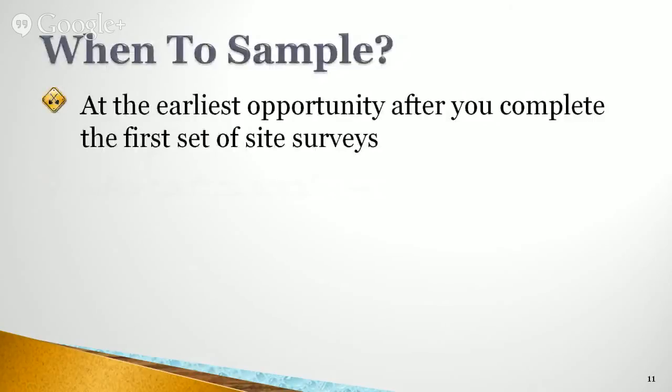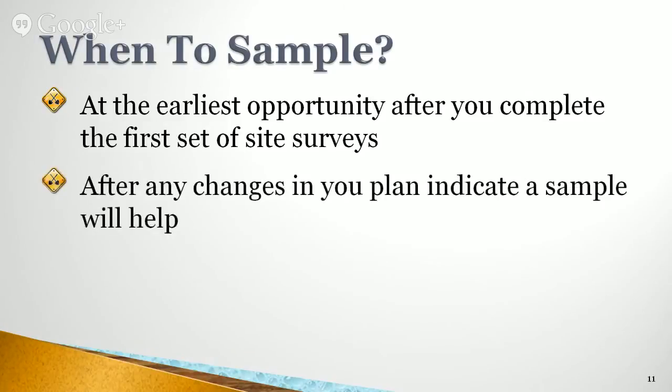Okay? And when you sample, you want to make sure you sample at the earliest opportunity after you complete your first site surveys. So in what I have is my 5-stage process. This is after stage 2. This is stage 3, the sampling stage. And what we're doing basically in stage 2 is determining where the most likely places to sample should be based on the river flow and terrain and geology and other things, history. And so that's important to put that together. Any changes that you do in your plan would indicate samples that you might want to add to your list or take away based on what you're getting for results.